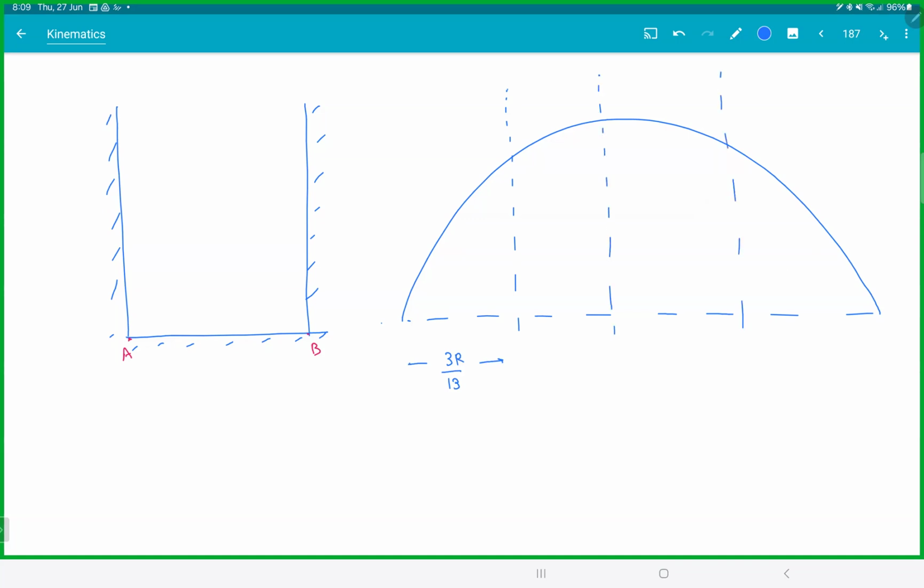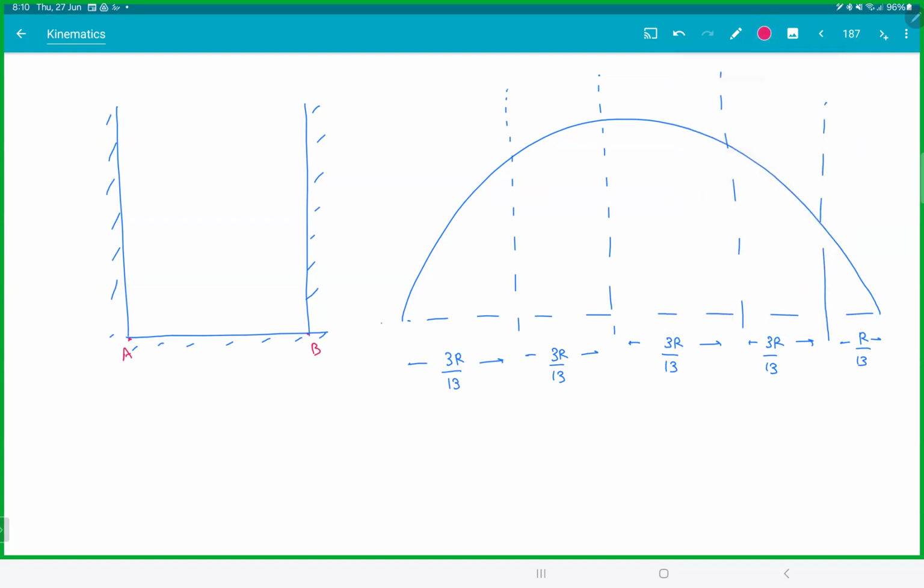Second piece, third piece, fourth piece: 3r by 13, 3r by 13, 3r by 13, and the last piece will be r by 13, isn't it? Because the total should be r. Any doubts on this part?